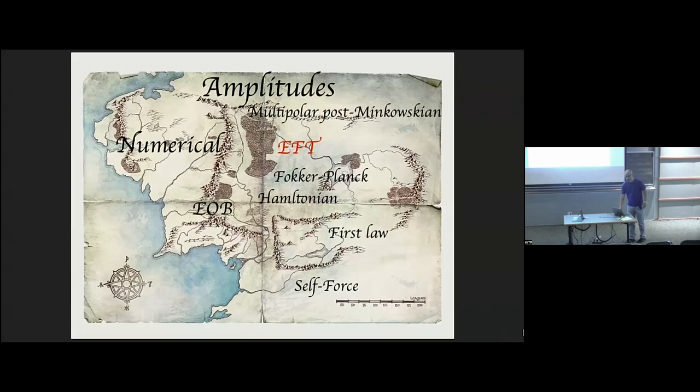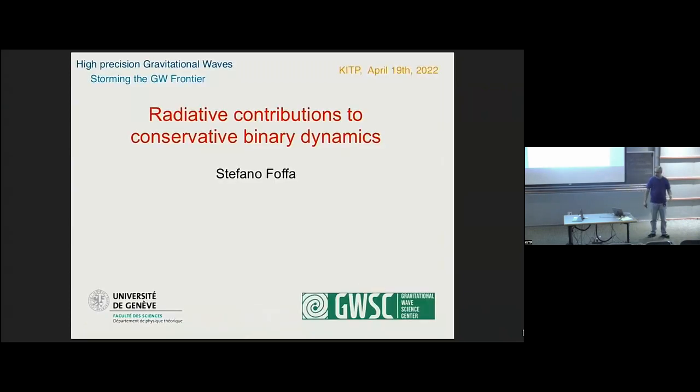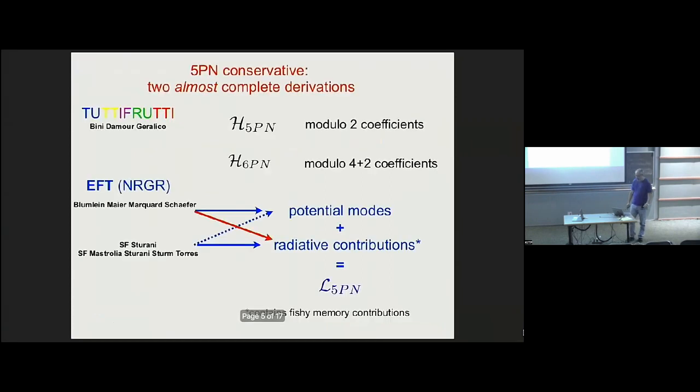Coming back to the title, I will talk about radiative contributions to conservative binary dynamics, more specifically processes where a real gravitational wave is emitted by the system and then scattered and reabsorbed by the system. That is a process where energy is conserved, and it is a contribution to the energy of the system, and you must account for it to have precise waveforms.